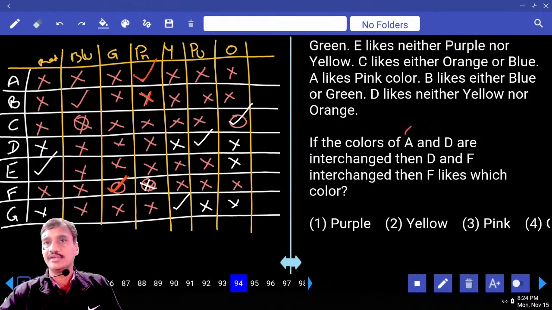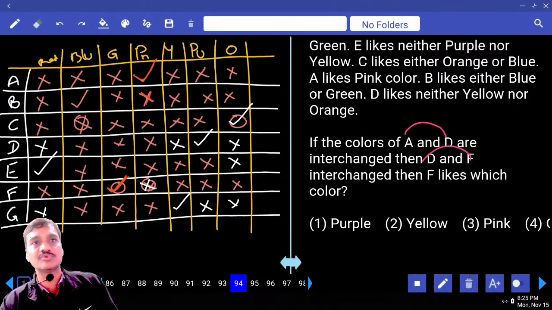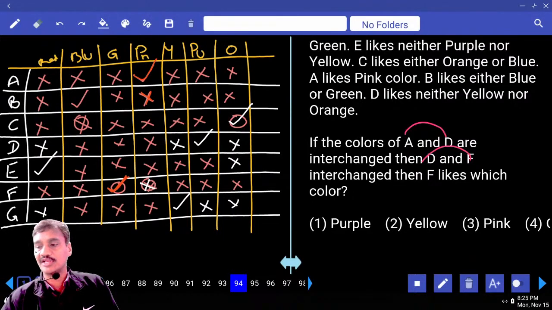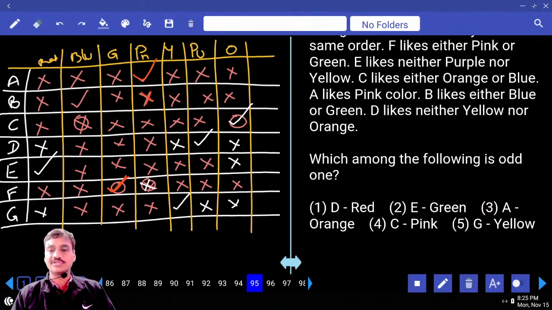అవునా కదండి? A and D మారిపోయారు. Dకి ఇప్పుడు ఎవరి కలర్ వచ్చింది? ఏ కలర్ వచ్చింది. ఇప్పుడు D and F మారిపోయారు. ఇప్పుడు D F ఎవరికి వచ్చింది? ఏ కలర్ ఇంతకుముందు ఏదైందో F కలర్. Hence A likes which color? Pink color.